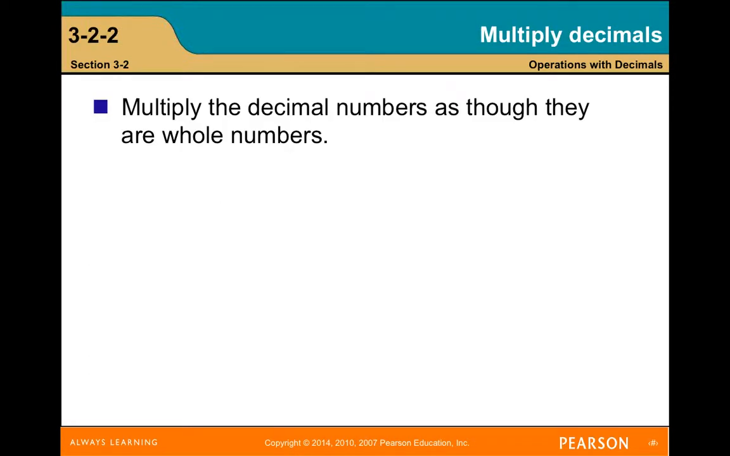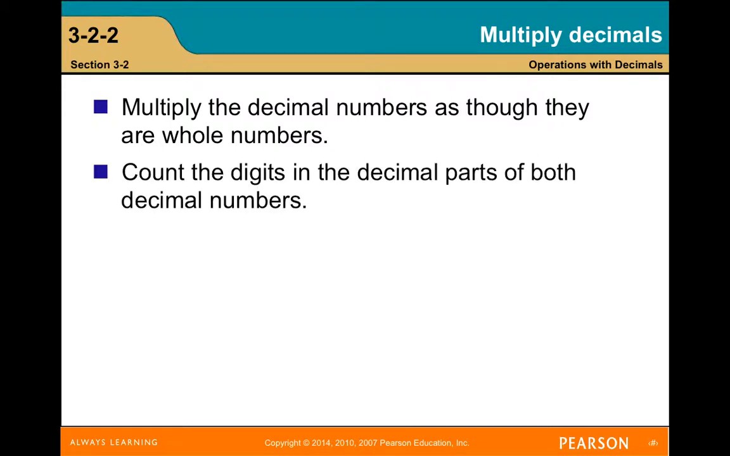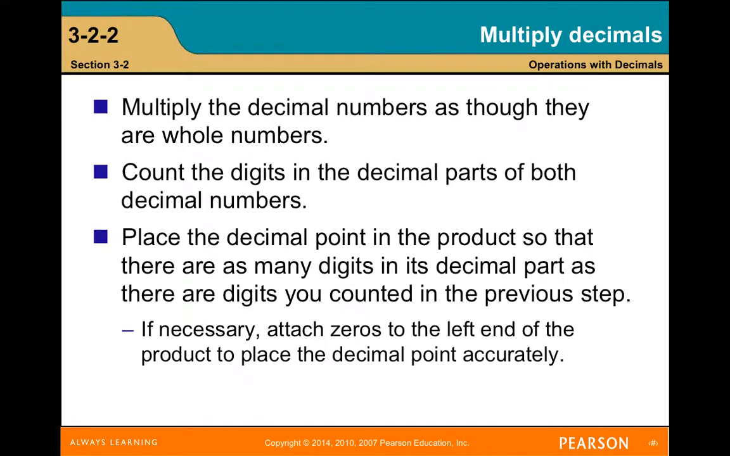Next, multiply the decimal numbers as though they are whole numbers. Count the digits in the decimal parts of both decimal numbers. Place the decimal point. There are as many digits in its decimal part as there are digits you counted in the previous step. If necessary, attach zeros to the left end of the product to place the decimal point accurately.